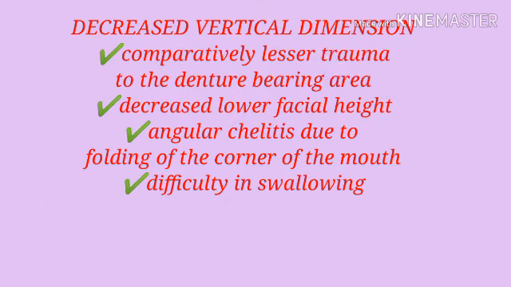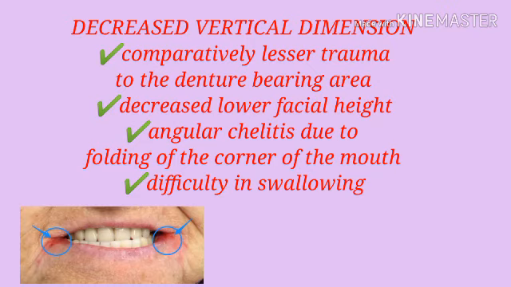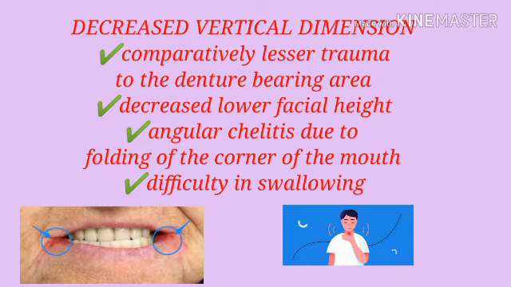So what happens when vertical dimension is decreased? The effects are: comparatively lesser trauma to the denture bearing area is experienced, and there is decreased lower facial height, angular cheilitis due to folding of the corners of the mouth, and difficulty in swallowing. Difficulty in swallowing is experienced when VD is decreased or increased.